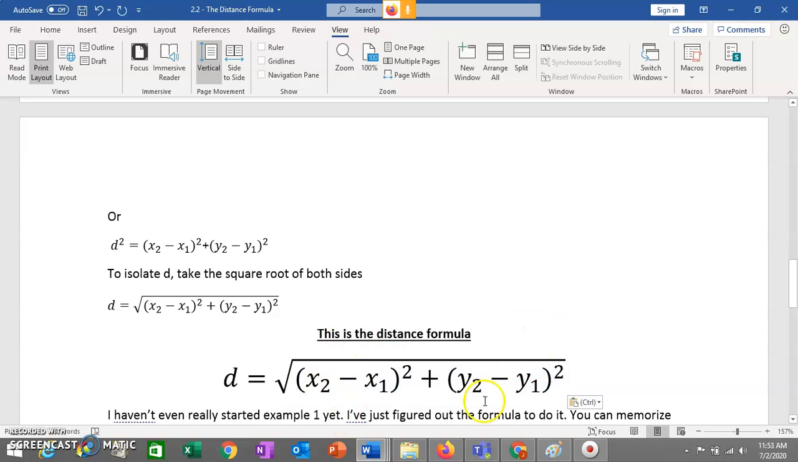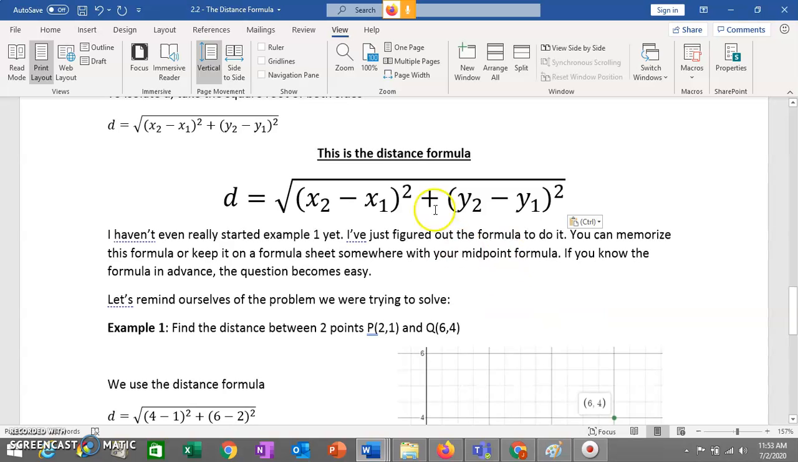Okay, so that is our distance formula, and that's what we're going to be using to solve the problems. You'll notice I've got this example here. I haven't even put in any numbers. I haven't solved anything yet. All I've done is figure out this formula that we can now use to solve the problem quickly.